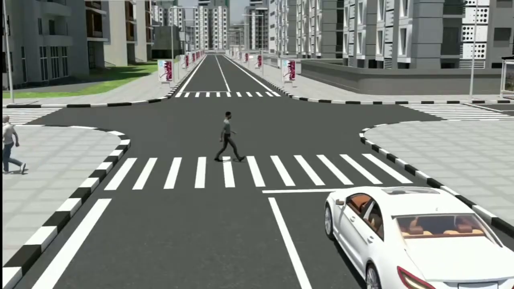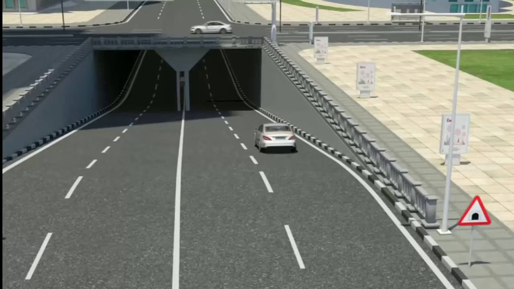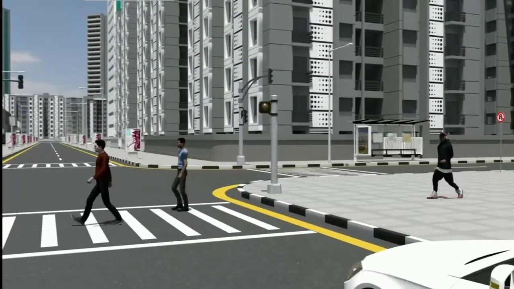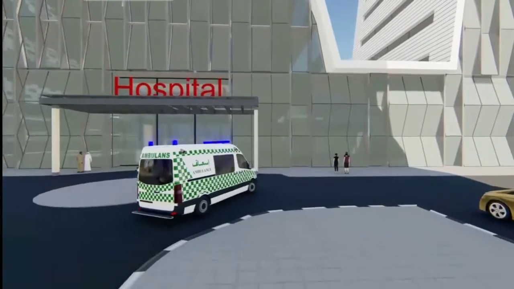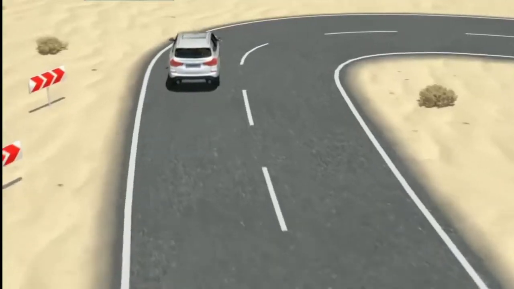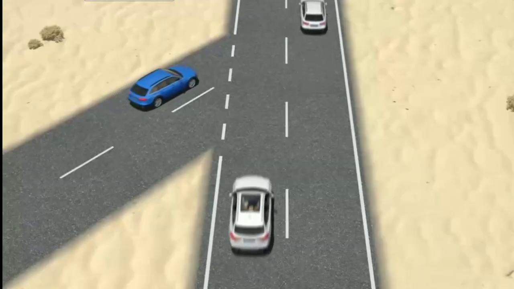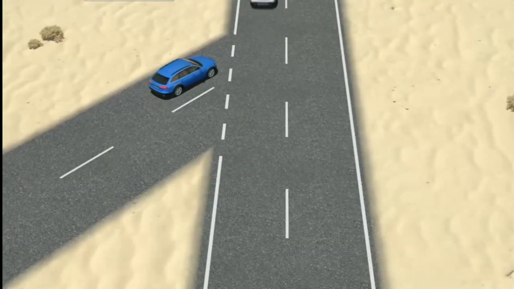Pedestrian crossings, bridges and tunnels, populated areas, schools and hospitals, turns, curves and slopes, crossroads, roundabouts, and when entering squares.